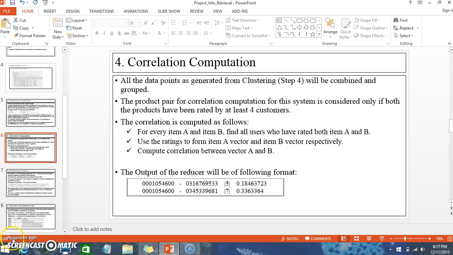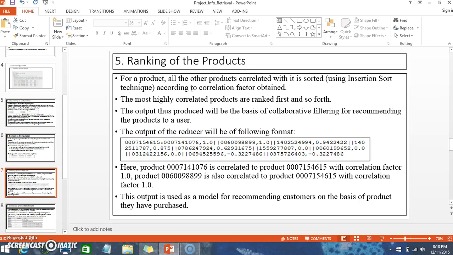After computing the correlation between two products, we wrote a ranking model using the insert-sort technique that sorts all the products correlated to the product according to the correlation factor obtained. Hence, the most highly correlated products are ranked first, and so forth. Also, the output thus produced from this model serves as a model for the collaborative filtering recommendation system. A sample output as generated from this ranking model is also shown over here in this slide.